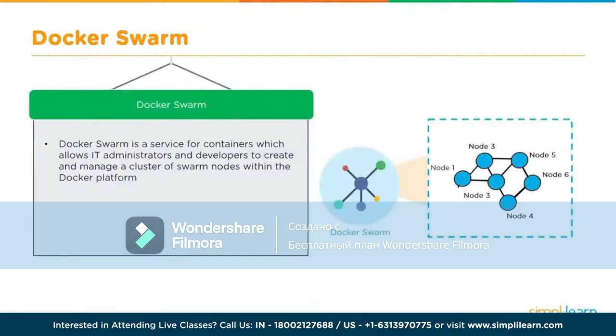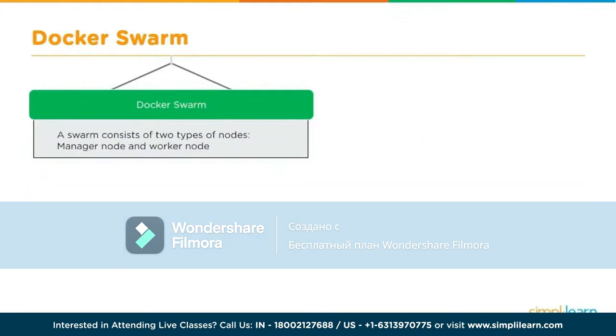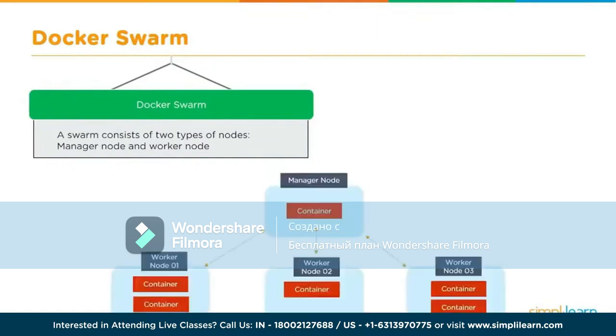Docker Swarm is a service that allows you to control multiple Docker environments within a single platform. Within your Docker Swarm, we treat each node as a Docker daemon, and we have an API that interacts with each of those nodes. There are two types of node that you're going to be getting comfortable working with. One is the manager node and the second is the worker node.